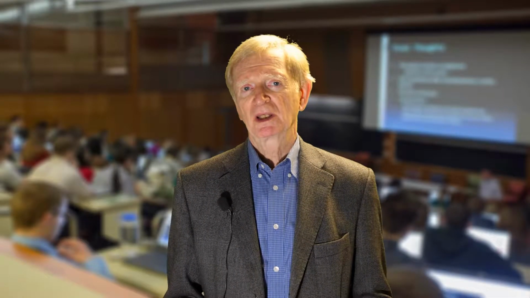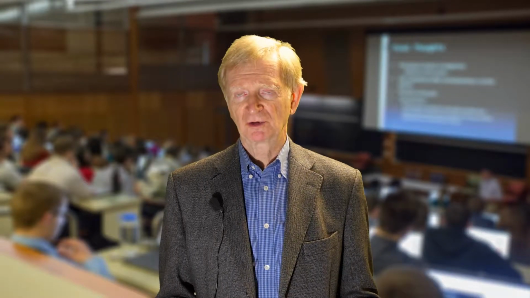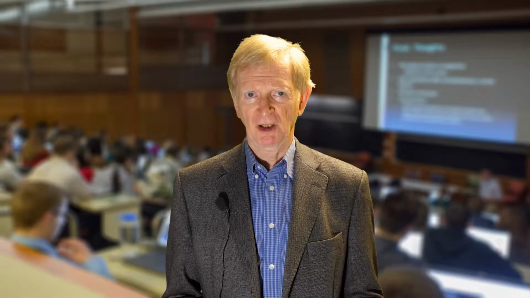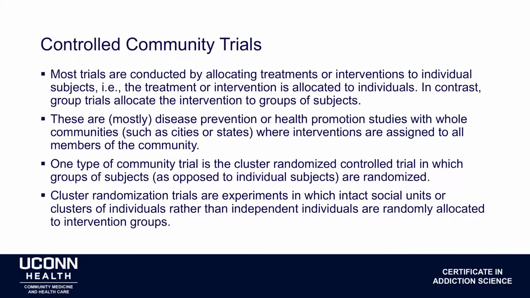Hi there. In this lecture, we're going to talk about controlled community trials. Most trials are conducted by allocating treatments or other interventions to individual research participants, patients or clients, or people participating in a prevention program. The treatment or the intervention is allocated at the individual level. In contrast, group trials allocate the intervention to groups of participants.